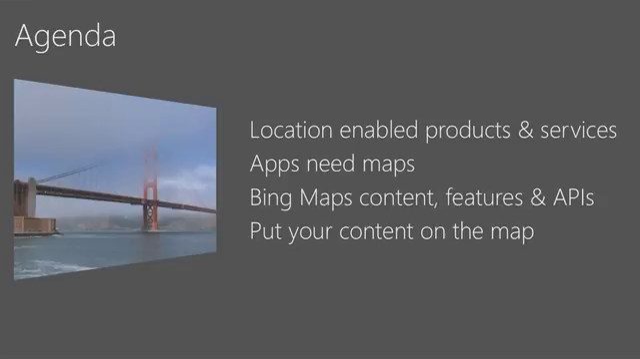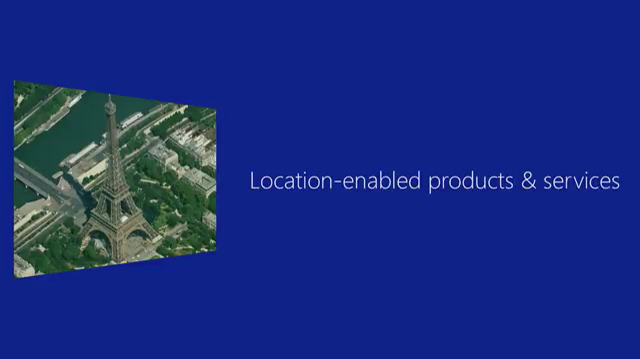Before I go to show you some of the code examples and use cases in Visual Studio, I'm going to highlight some of the location-enabled products and services. I talk a little bit about maps and apps, and then I emphasize some of the Bing Maps content features and APIs that we have out of the box.